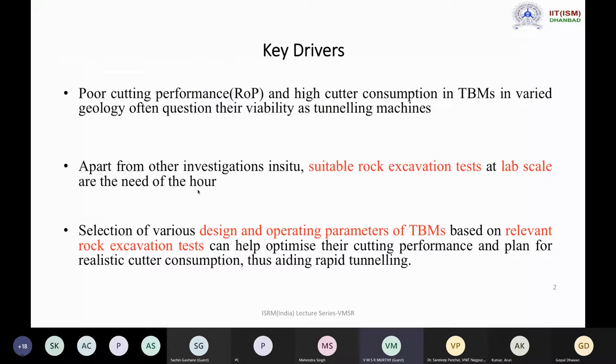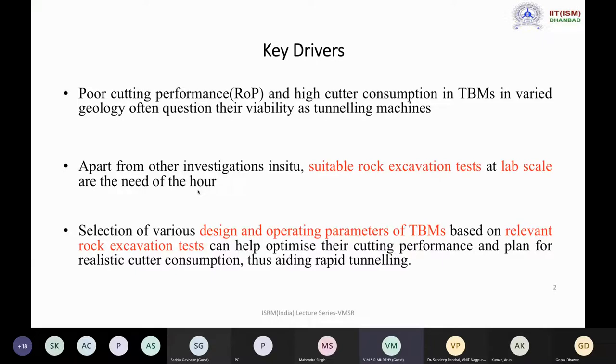If you look at the key drivers of this particular test, the poor cutting performance, particularly the rate of penetration of TBM, and also high cutter consumption in varied geology, are often questioning their viability as tunneling machines. We have some good success stories, but we are more often plagued by these kinds of problems. Apart from the investigations that we carry out in situ, a whole lot of investigations are recommended at the in situ level. But suitable rock excavation tests at lab scale can be very handy and are the need of the hour. The most important parameters of design and operation of TBM can be selected based on these rock excavation tests.